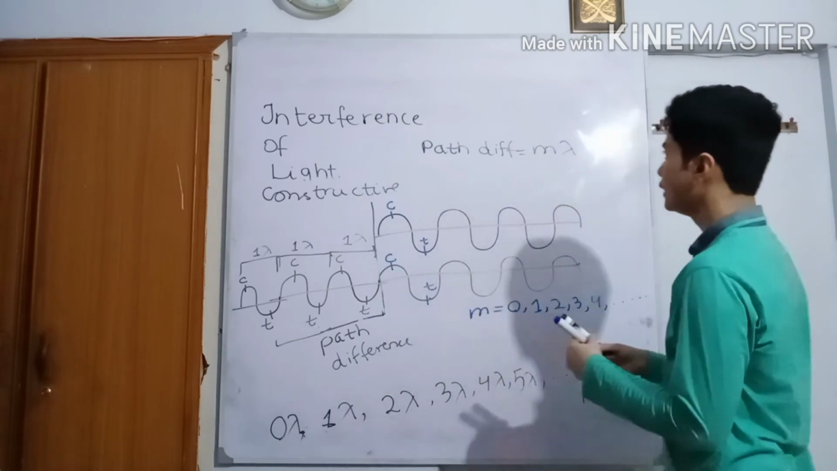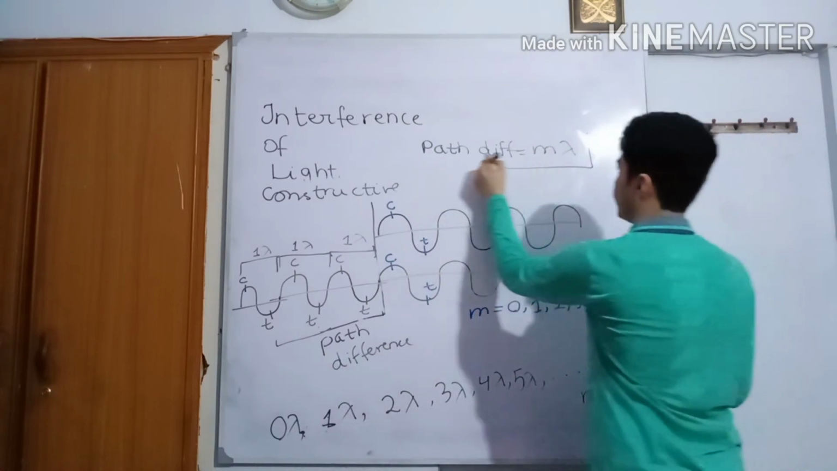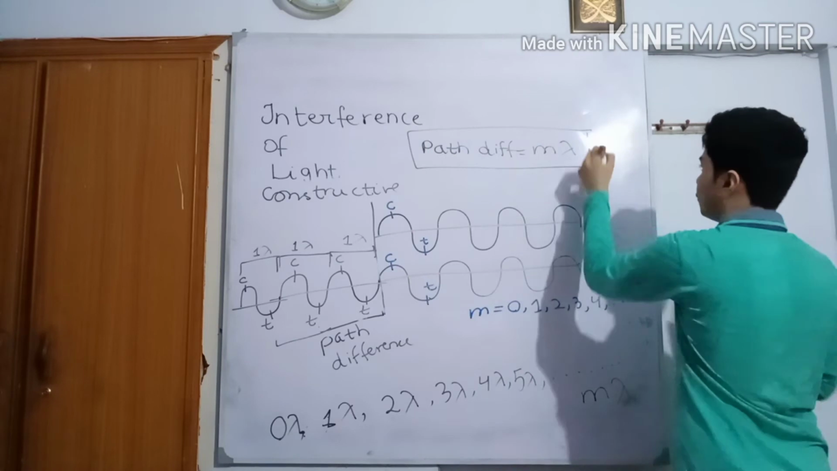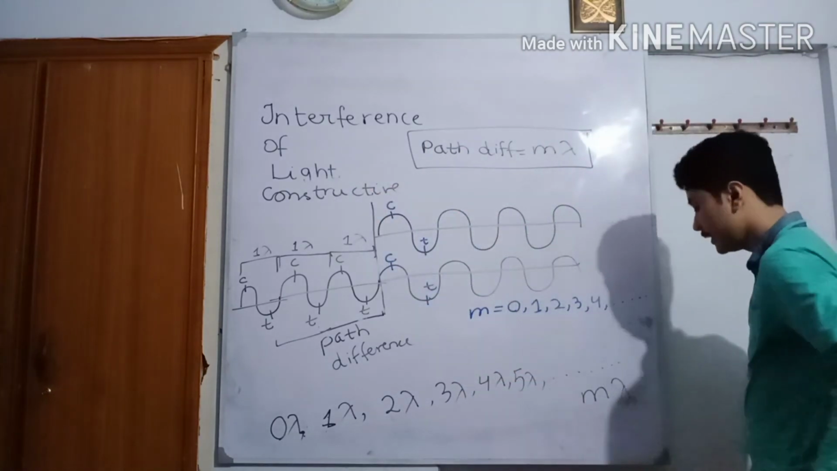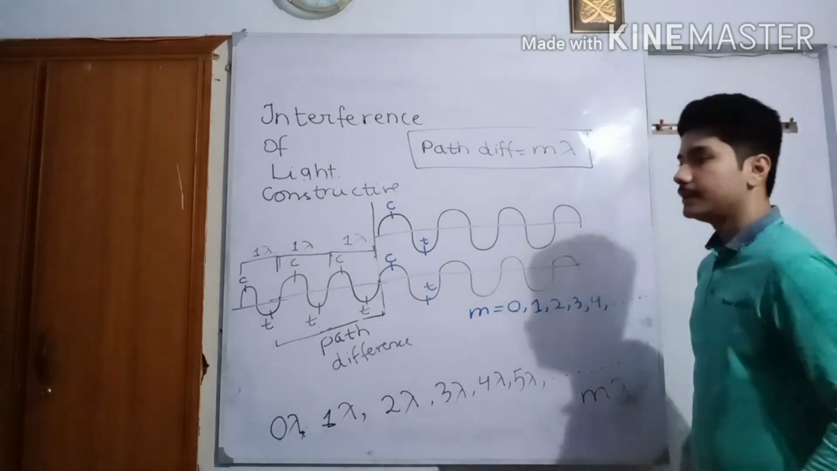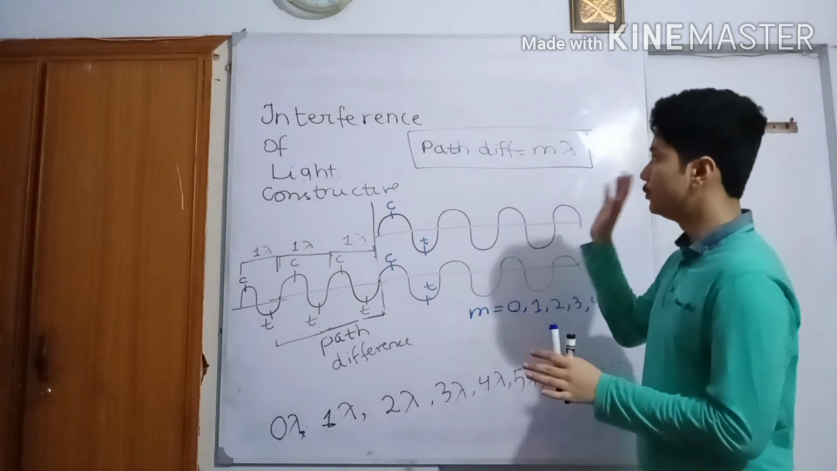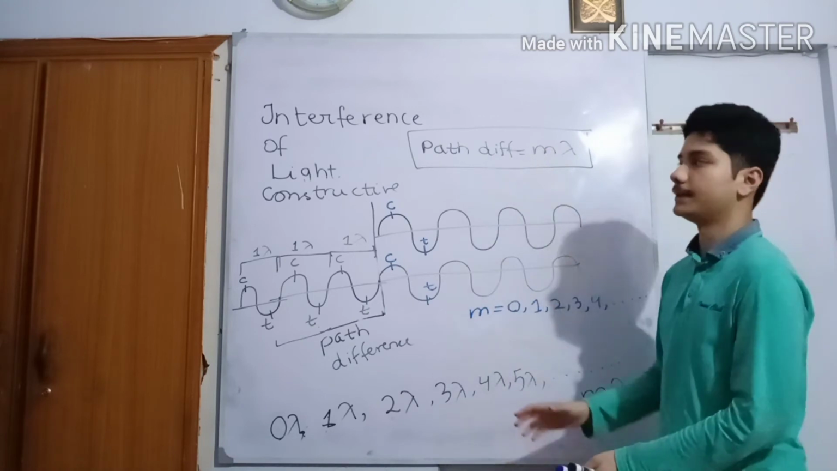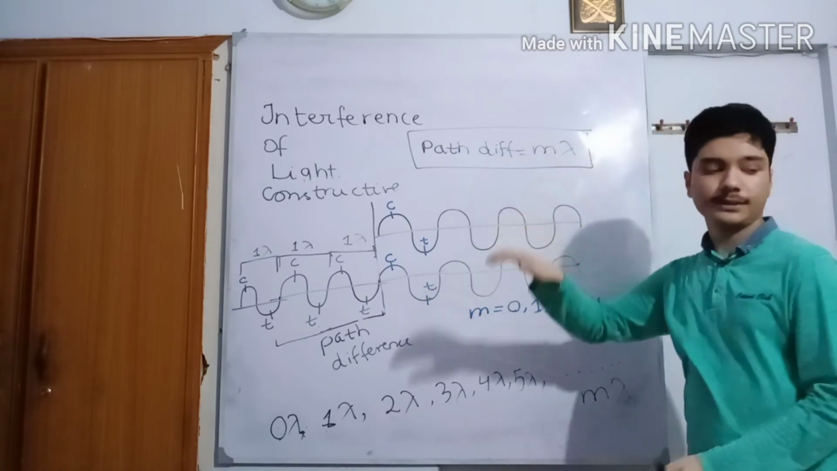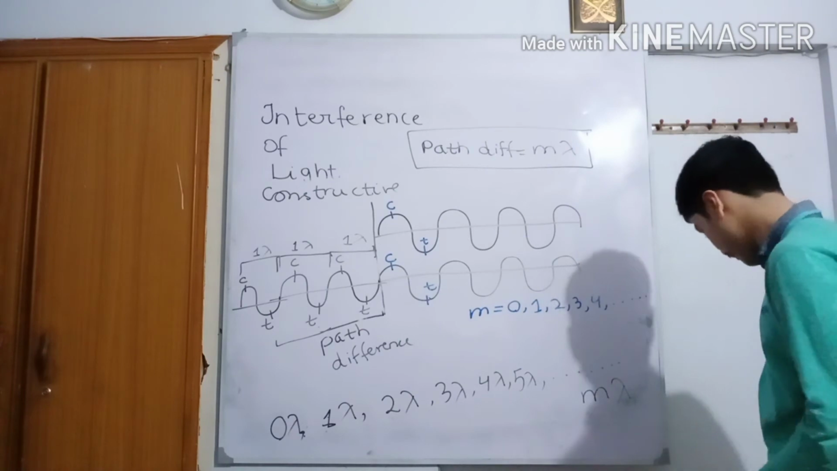Now we have developed a general equation for interference of light. This equation belongs to constructive interference, and we can say that in constructive interference the path difference is m lambda. Not usually, always. Path difference is always m lambda in constructive interference.